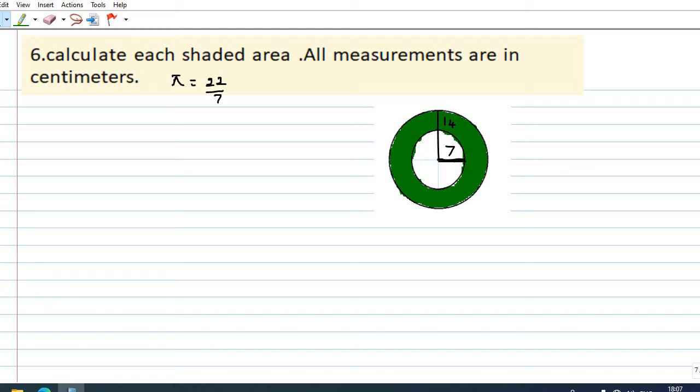See the sixth sum. Listen, calculate each shaded area. All measurements are in centimeter. So there are 2 circles here. Okay, I can say it is a concentric circle. So circle inside the circle. So I can say it to be a concentric circle. And they are given the inner circle radius is 7 centimeter. And the outer circle radius is 14 centimeter.